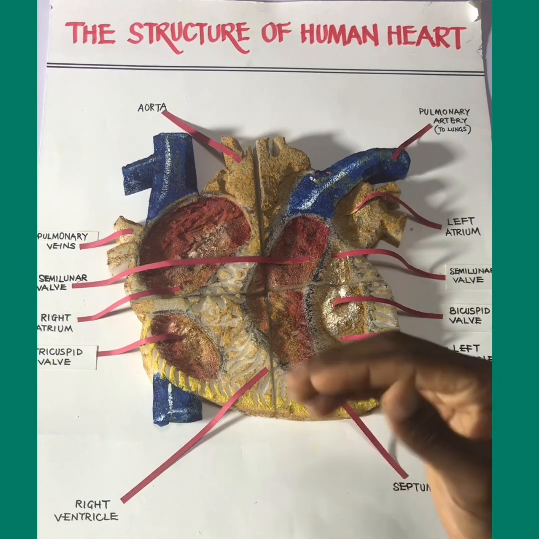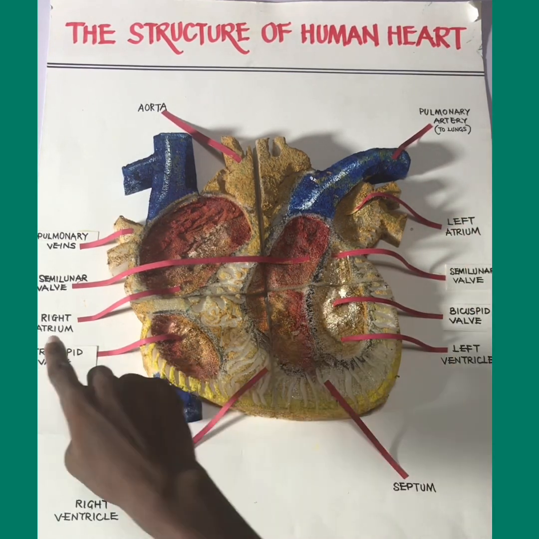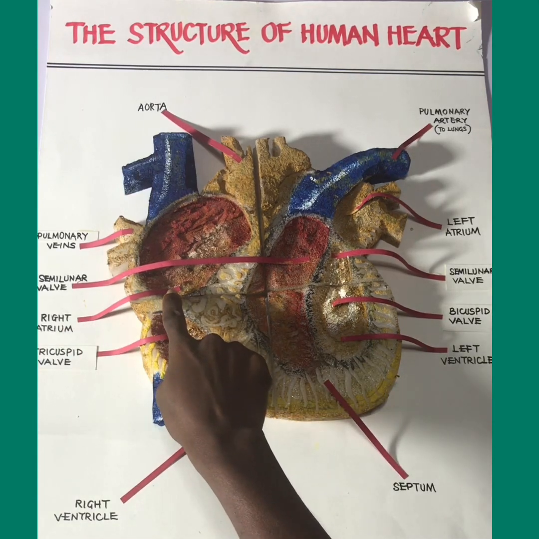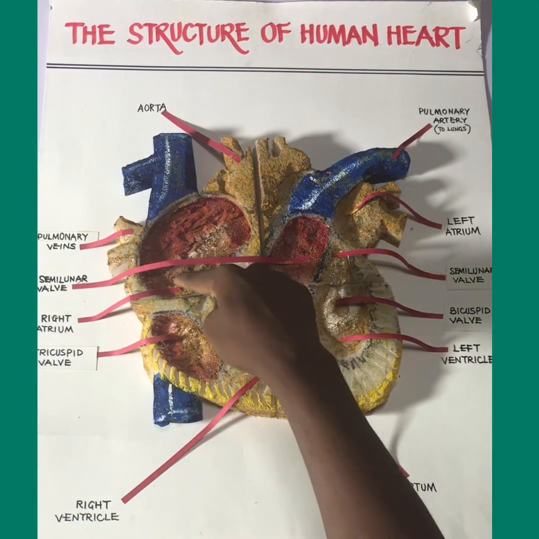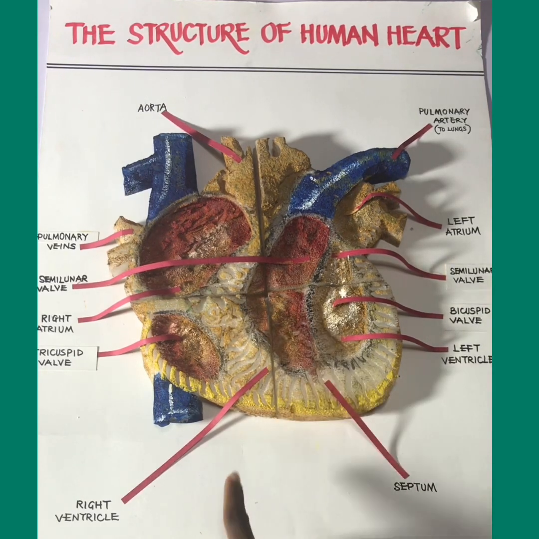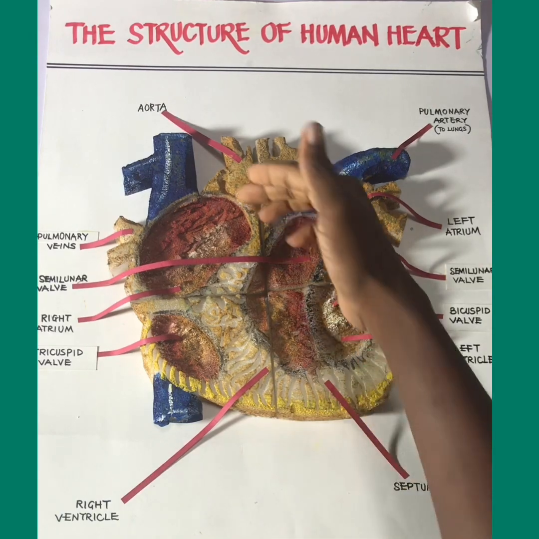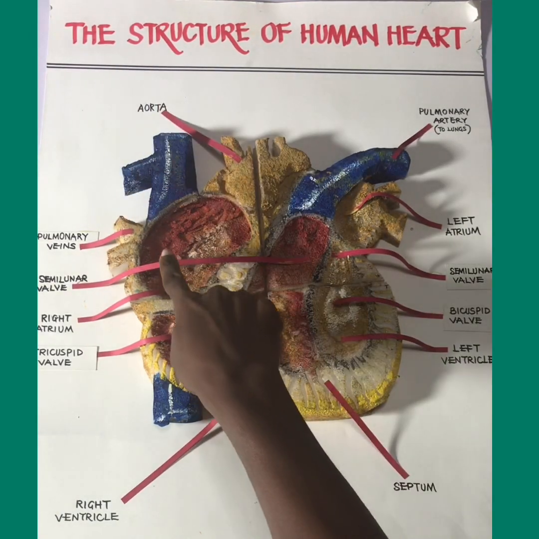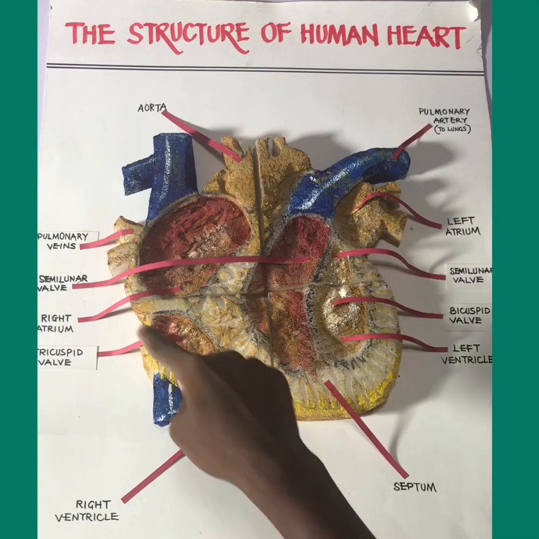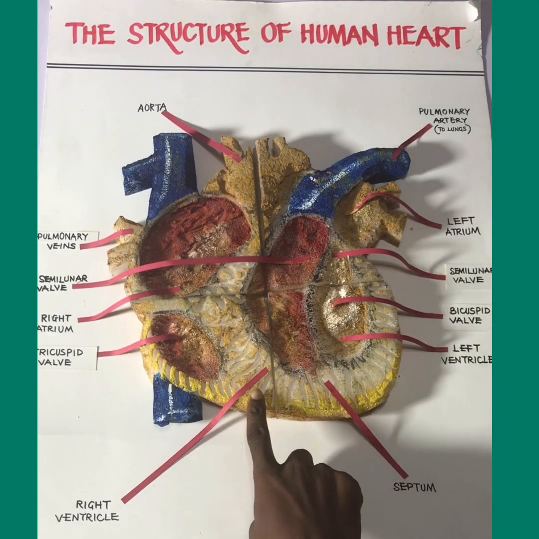So now let's look at something together. How does the blood enter into this right atrium? How does blood get here? And how does the blood from this right atrium get to the right ventricle here? How does it happen? There is something that brings the blood into this right atrium, and there is something that makes it possible for the blood to enter into this place.